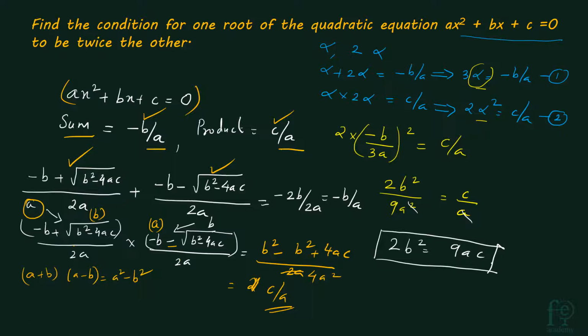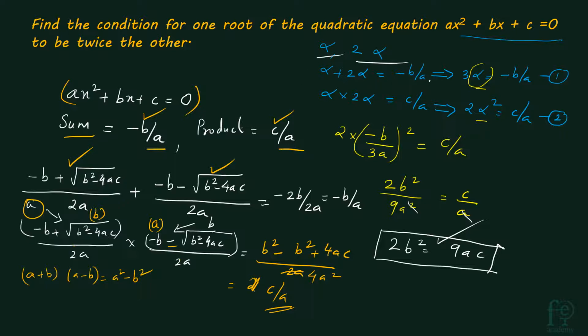So if you're thorough with this, you can use this equation in any other questions. In multiple choice questions and all, it can come. If one root is twice the other, what should be the condition? 2b square is equal to 9ac. And even if you don't learn this by heart or you just forgot the expression, you can easily derive it like this. Just let alpha and 2 alpha be the roots of the equation.